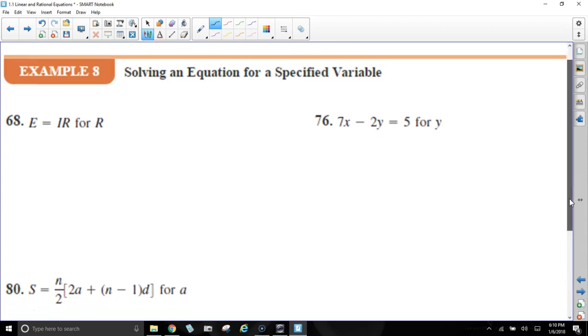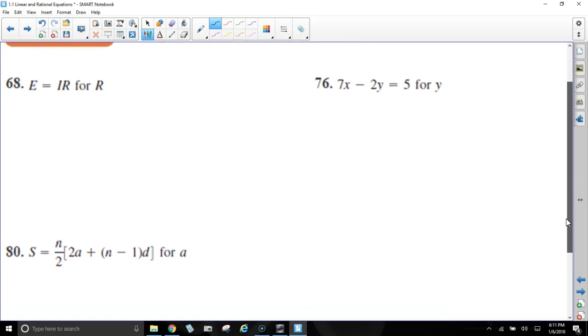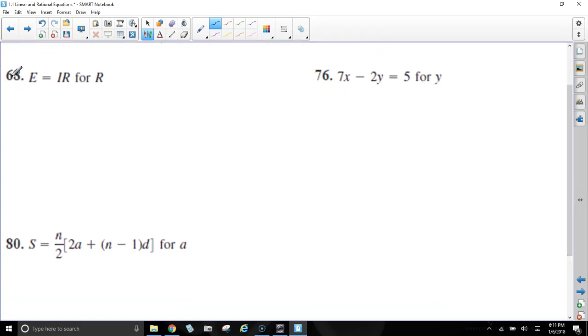Here they give us some literal equations, and they want us to solve for the specified variable. In this case, we have E equals I times R. They want us to solve for R, so just like on the last page, we're going to divide both sides by I to get R on a side by itself. That way the I's reduce, leaving us with E divided by I is equal to R. That's our answer.